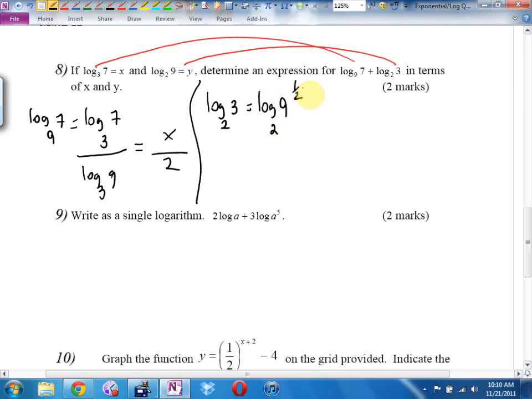Is 9 to the 1 half still 3? But what can I do with 1 half, square root, right? What can I do with that 1 half exponent? Darn right, I can move it to the front. Absolutely. I'll get this, a 1 half in front, and then a log base 2 of 9, which is 1 half. According to this question, what can I replace the log base 2 of 9 with?